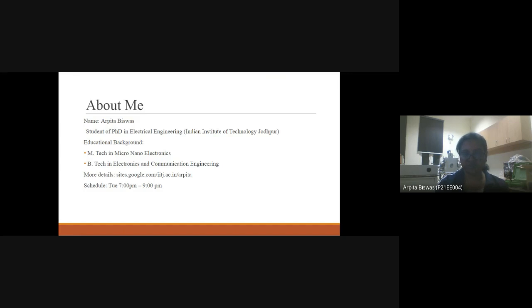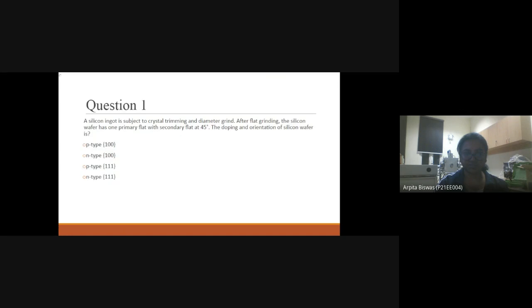So let's start our session. We are moving towards question number 1. A silicon ingot is subjected to crystal trimming and diameter grinding. After flat grinding, the silicon wafer has one primary flat with a secondary flat at 45 degrees. The doping and orientation of the silicon wafer: the first option is P type 100, the second option is N type 100, the third option is P type 111, and the fourth option is N type 111. Please unmute yourself and try to give the answer. What is the right answer?